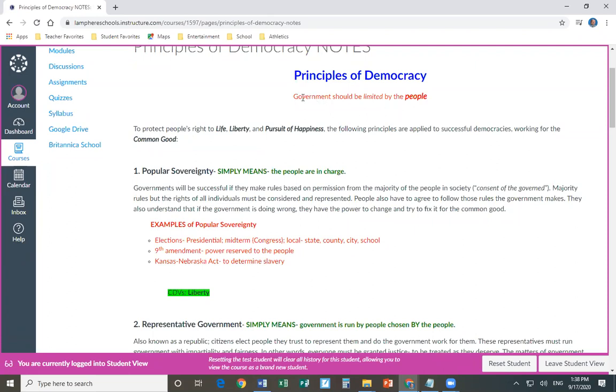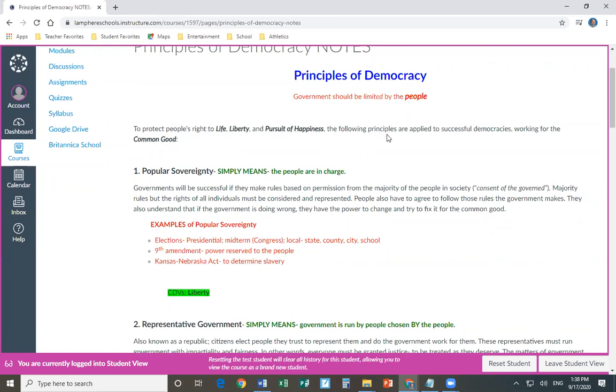And in a democracy, which we have in our country, the government should be limited by the people, meaning that it's our job as citizens to make sure that the government does not have too much power. When they created the framework for our government, which is in the US Constitution, which is why we're celebrating it today on Constitution Day, it was set up to make sure that the government doesn't have too much power. So to protect people's right to life, liberty, and pursuit of happiness, each of these 5 principles should be applied to successful democracies.